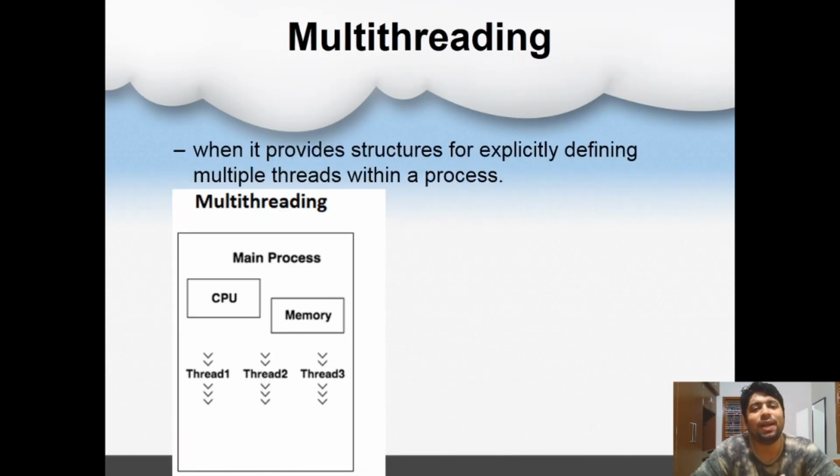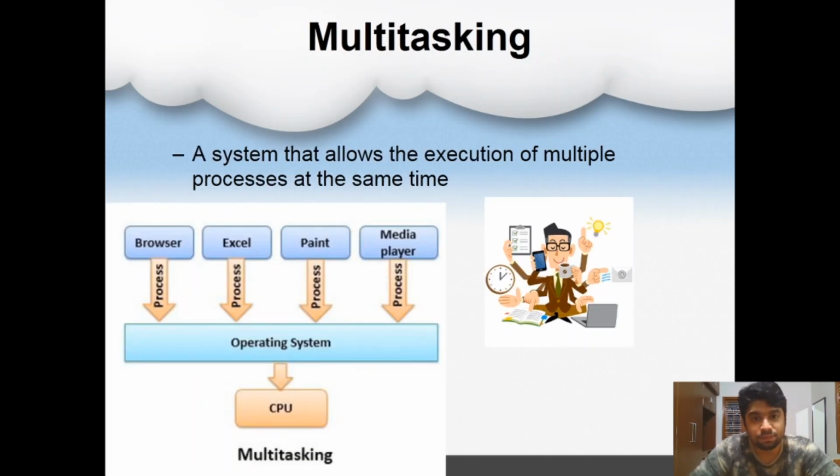Now coming to multithreading: multiple threads running in a single process. You can see thread 1, thread 2, thread 3, multiple threads running under a main process. It provides a structure that explicitly defines multiple threads within the process, which is called multithreading.